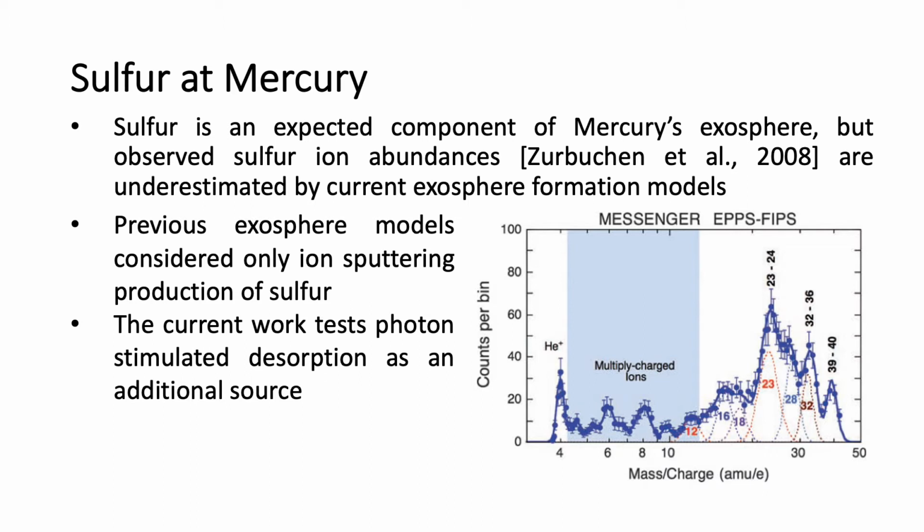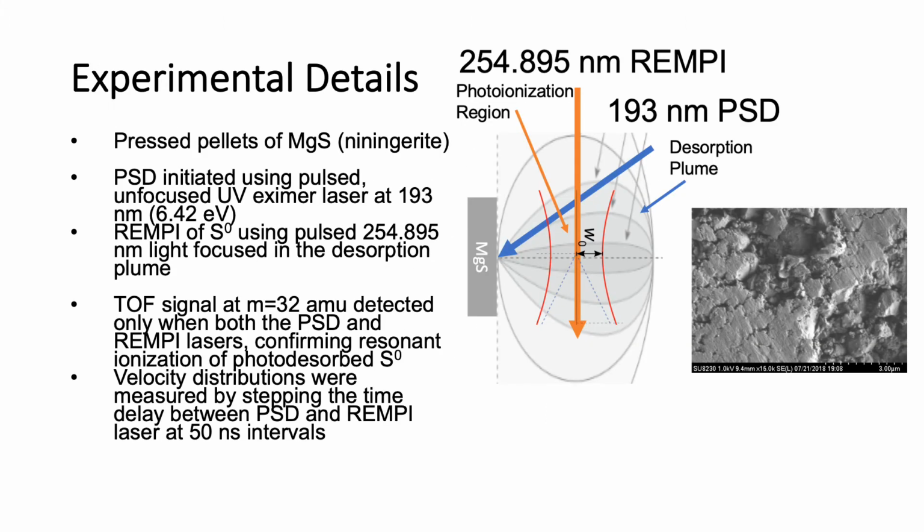These previous models considered only ion sputtering as a source of sulfur, and the current work tests photon-stimulated desorption as an additional source. The experiments in this study used magnesium sulfide and exposed it to 193 nanometer photons to eject the material from the surface. Then, using a second laser pulse, we did REMPI characterization and detection of the desorbed sulfur neutrals.